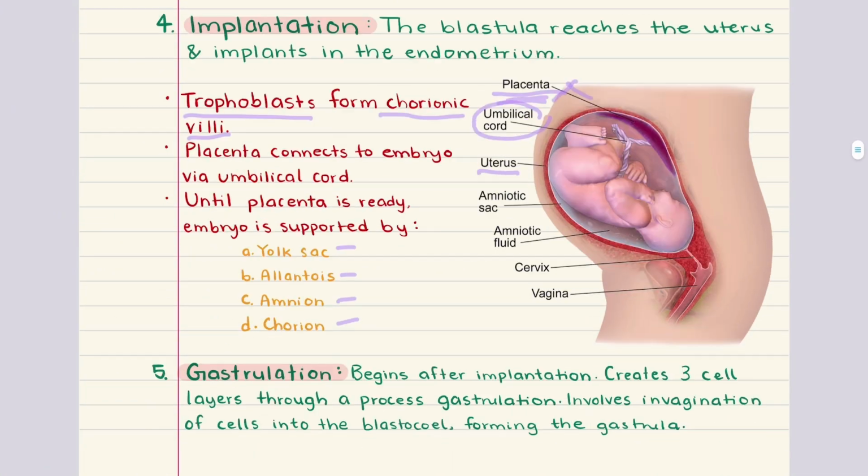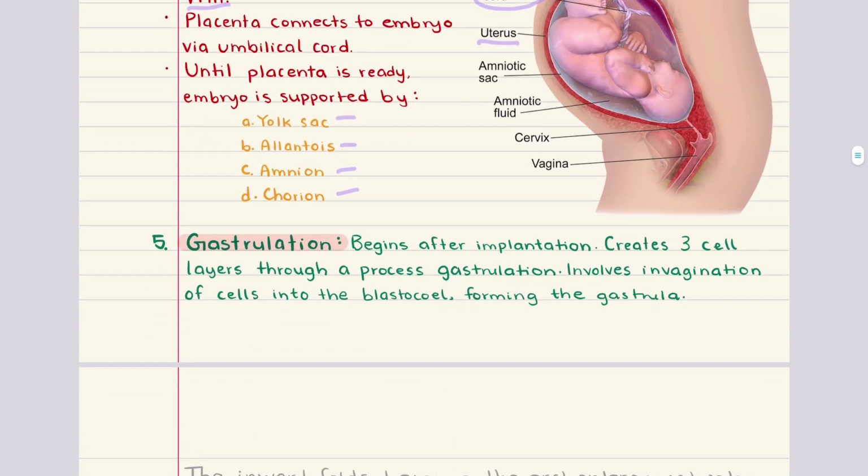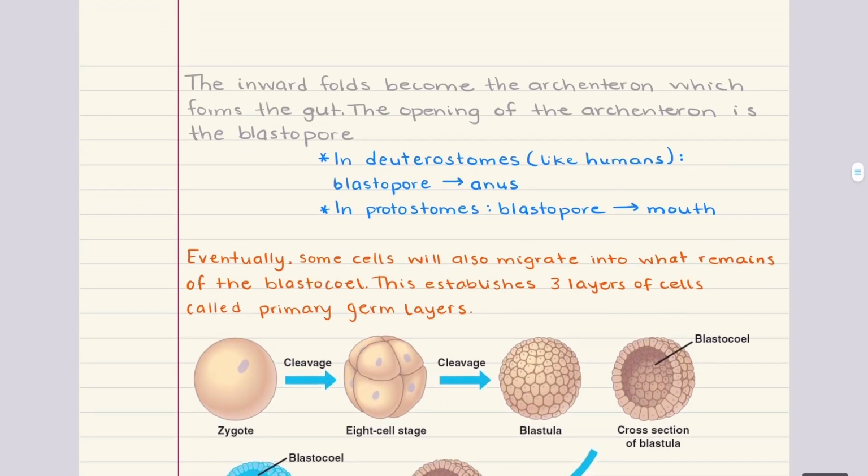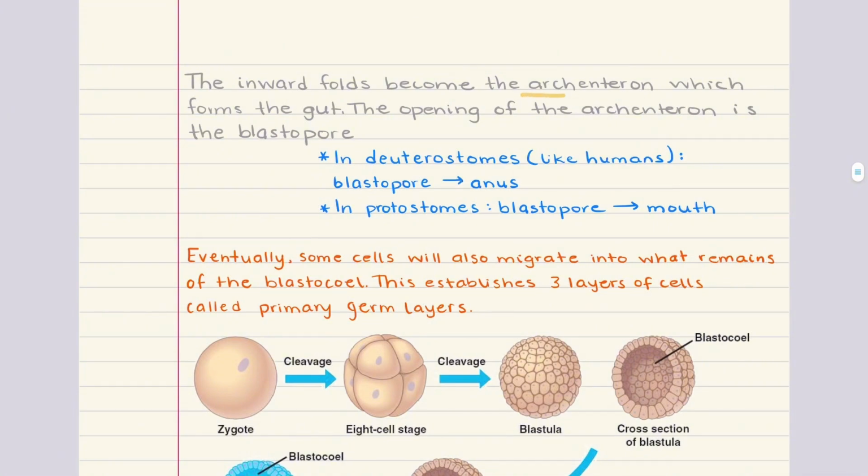Once implantation is complete and the blastocyst has settled into the uterine wall, the next major step in development is gastrulation. Gastrulation is the process that establishes the 3 primary germ layers of the embryo. It begins when certain cells on the surface of the blastula start to move inward. This movement is called invagination, and it transforms the blastula into a new structure called the gastrula. As cells migrate inward, they form a tube-like structure known as the archenterion, which will eventually develop into the gut. The opening to this structure is called the blastopore.